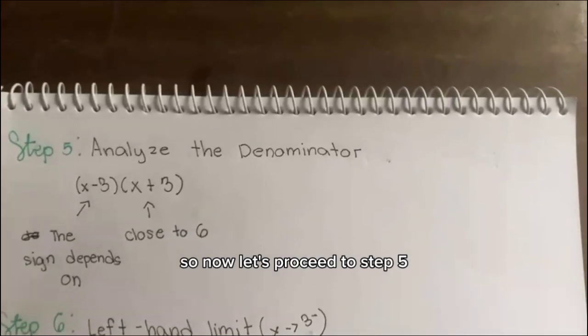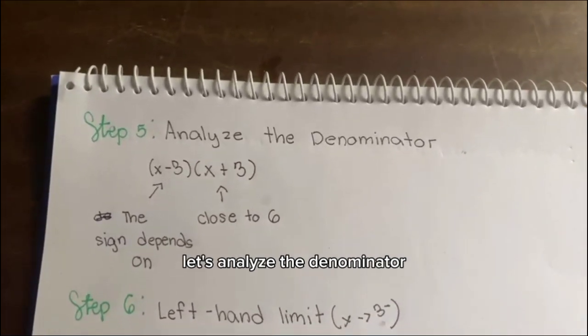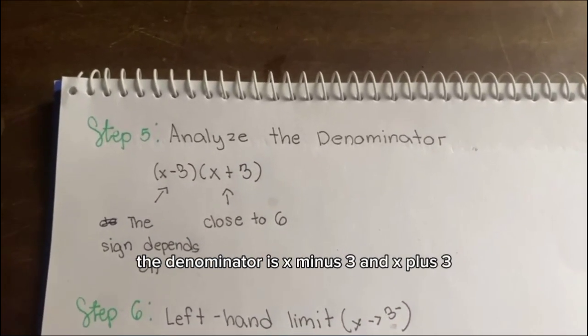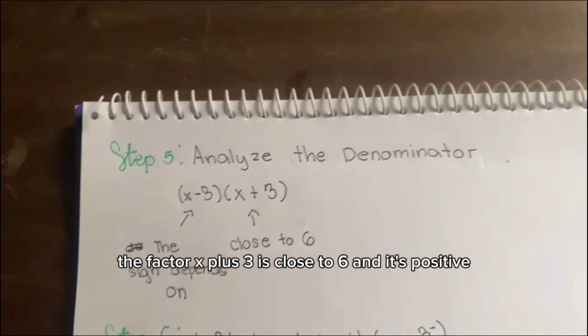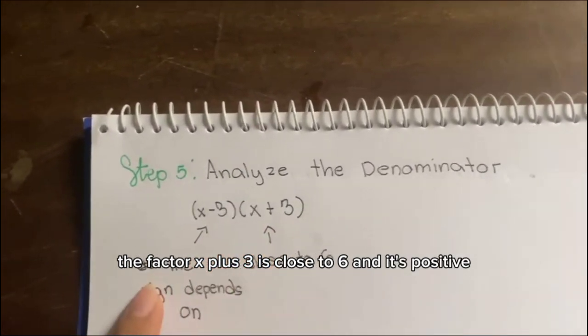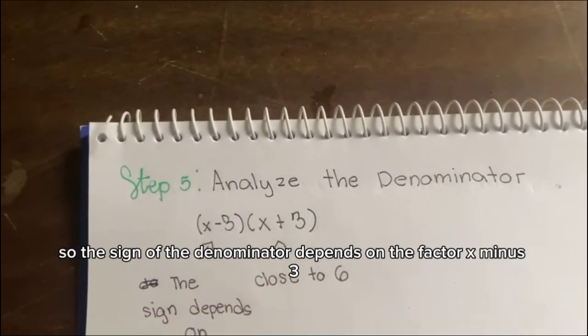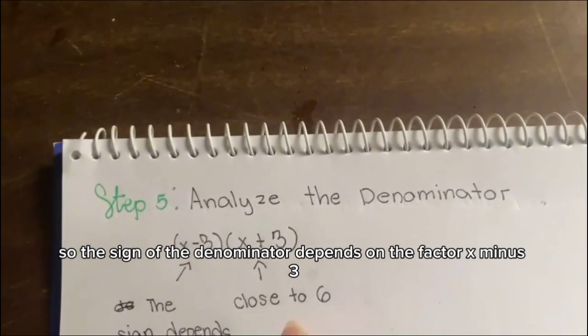So now, let's proceed to step 5. Let's analyze the denominator. The denominator is x minus 3 and x plus 3. The factor x plus 3 is close to 6 and it's positive. So the sign of the denominator depends on the factor x minus 3.